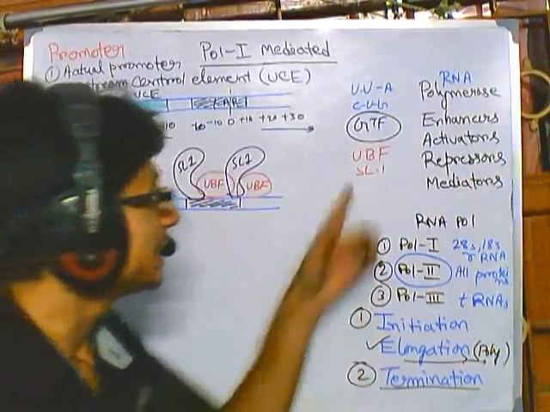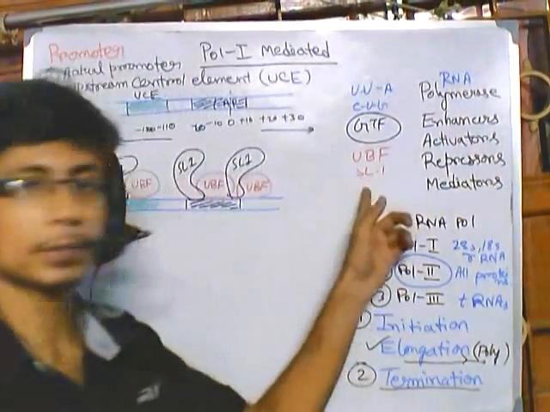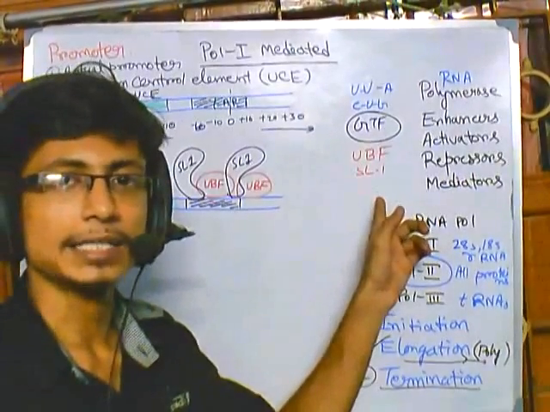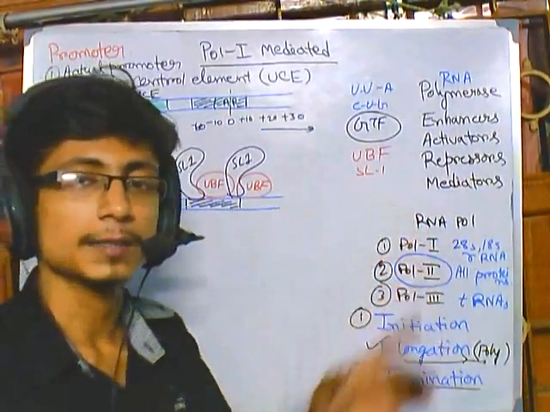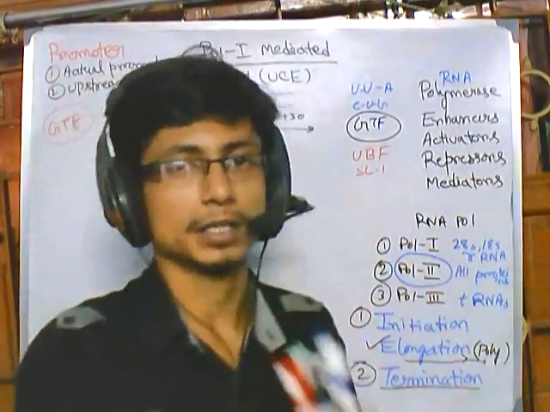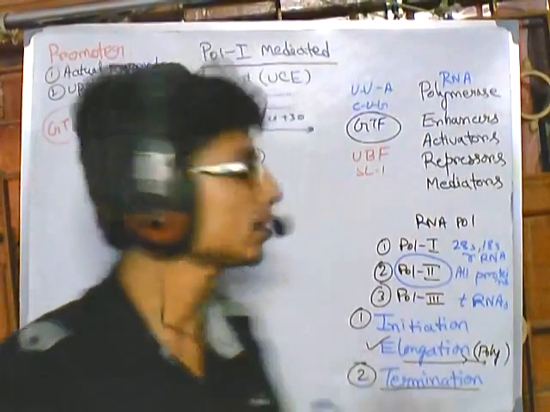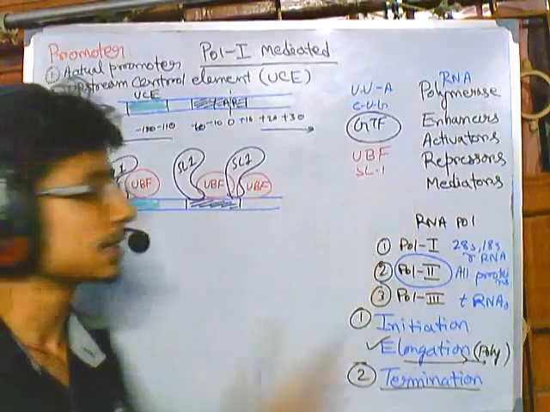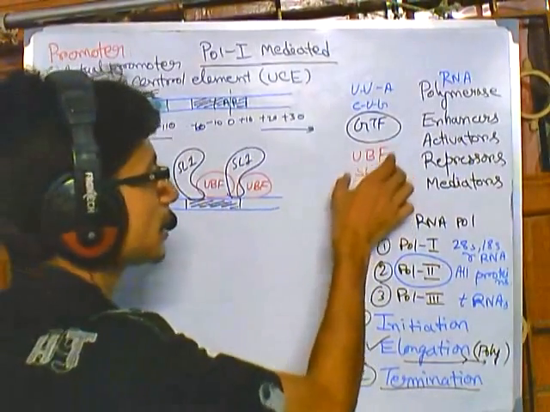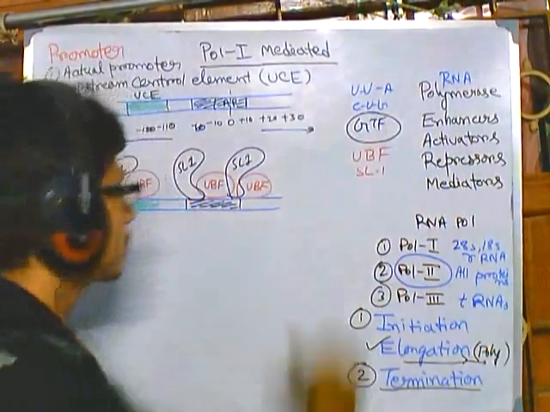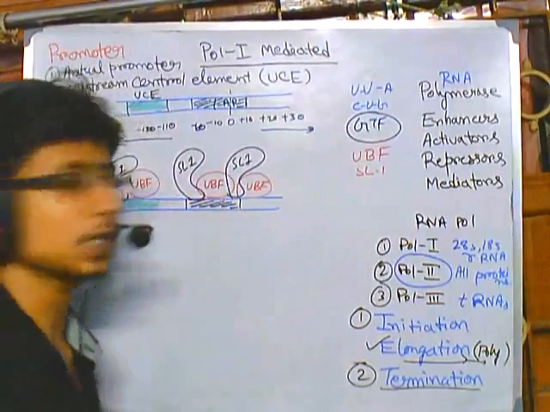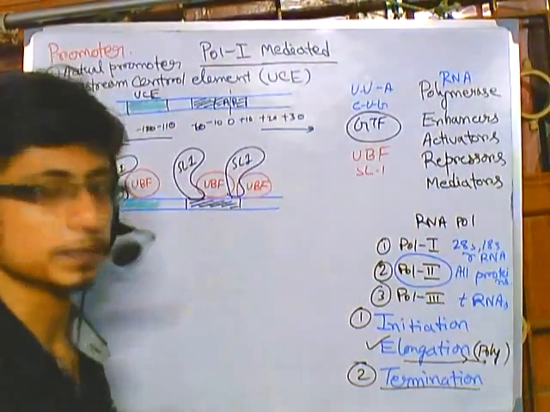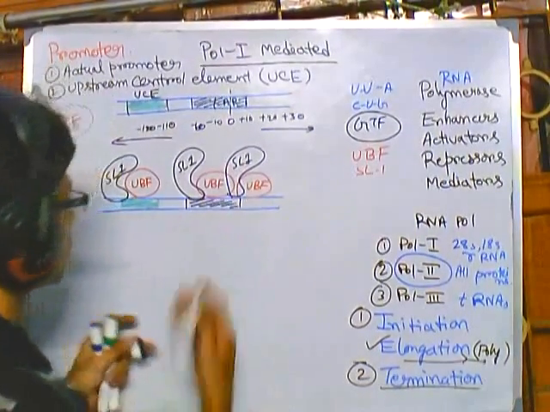So this SL1 protein is acting as the marker for the place. So it's a placement marker here. As soon as it binds with this SL1, the UBF SL1 complex will have the destination to bind with this promoter sequence. Remember, this is the promoter sequence.